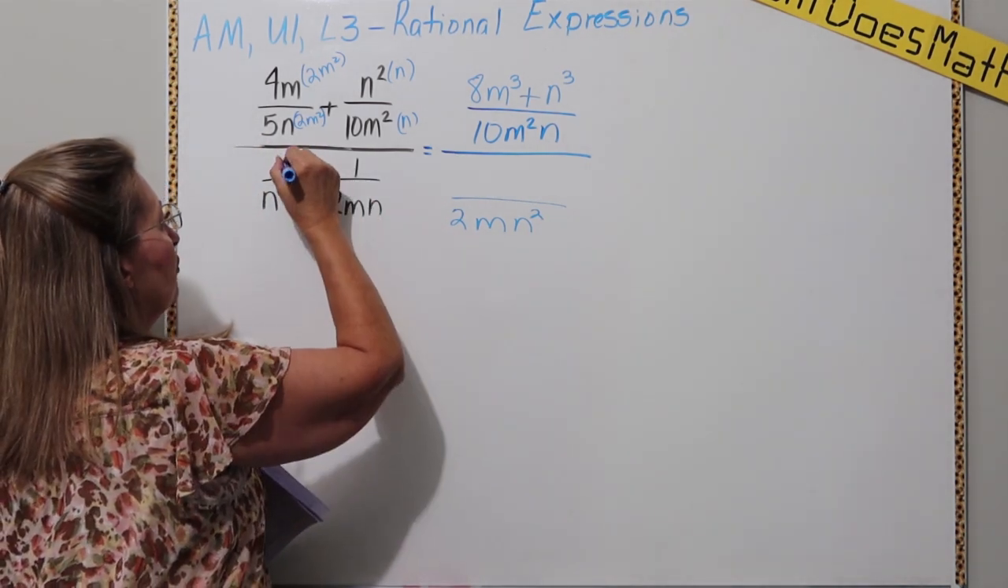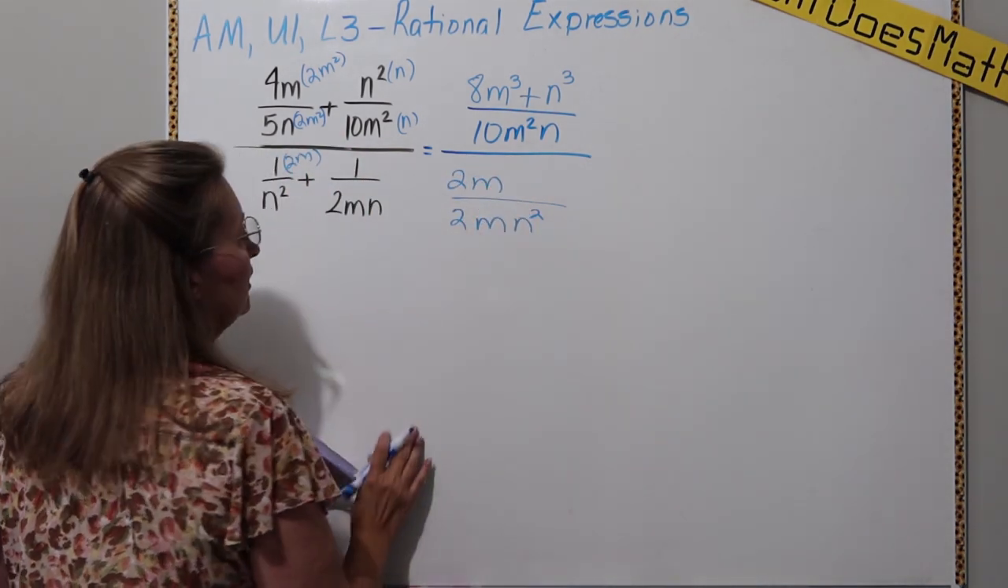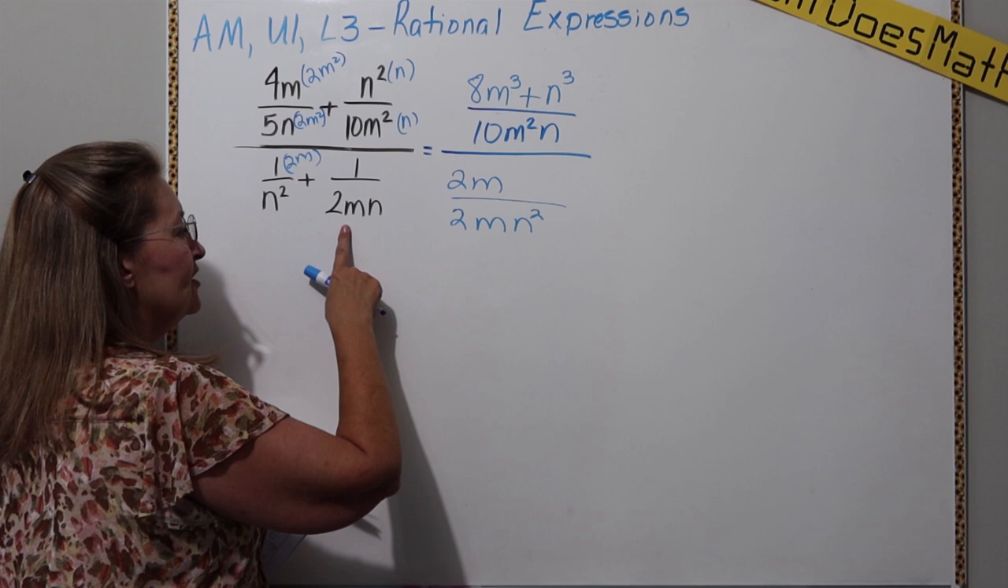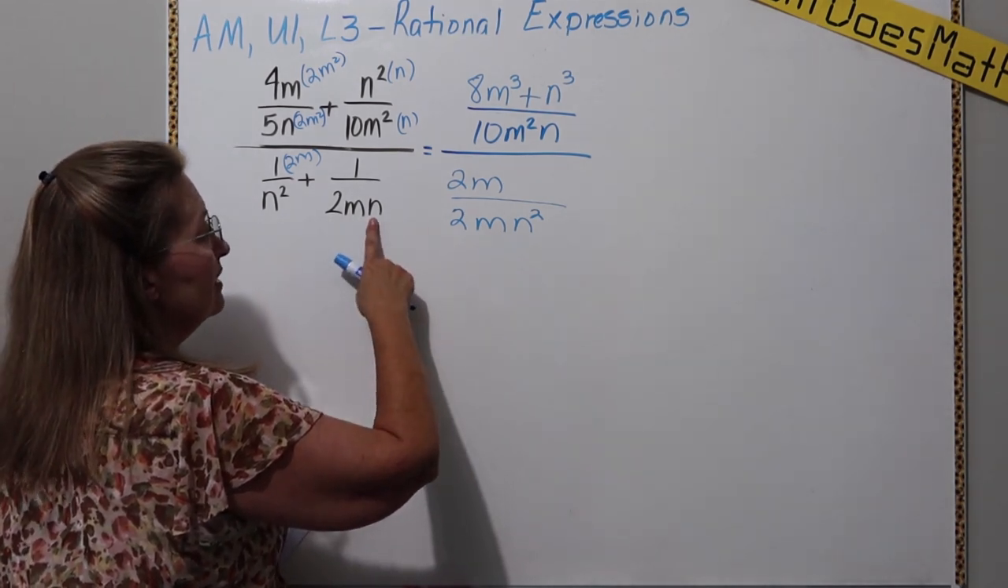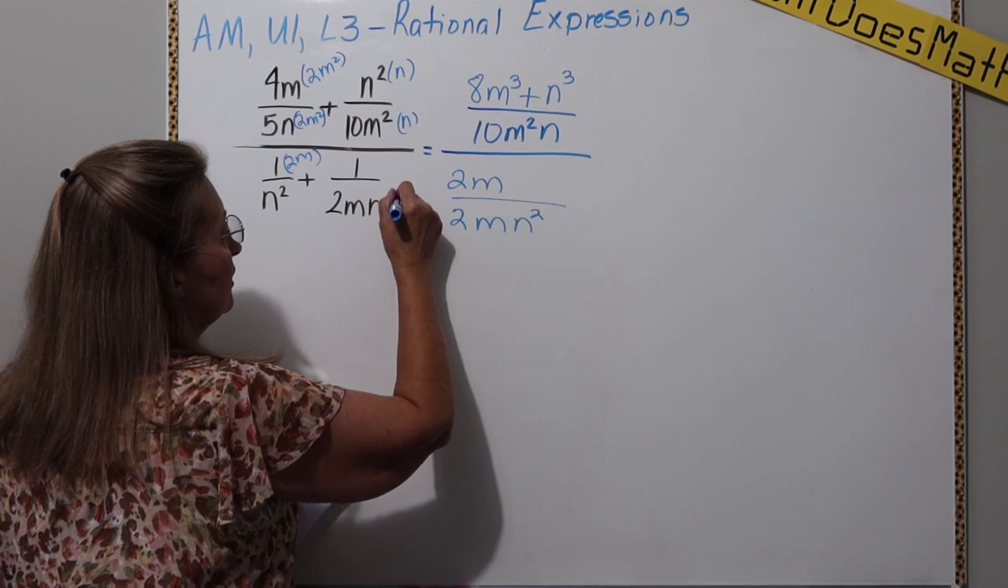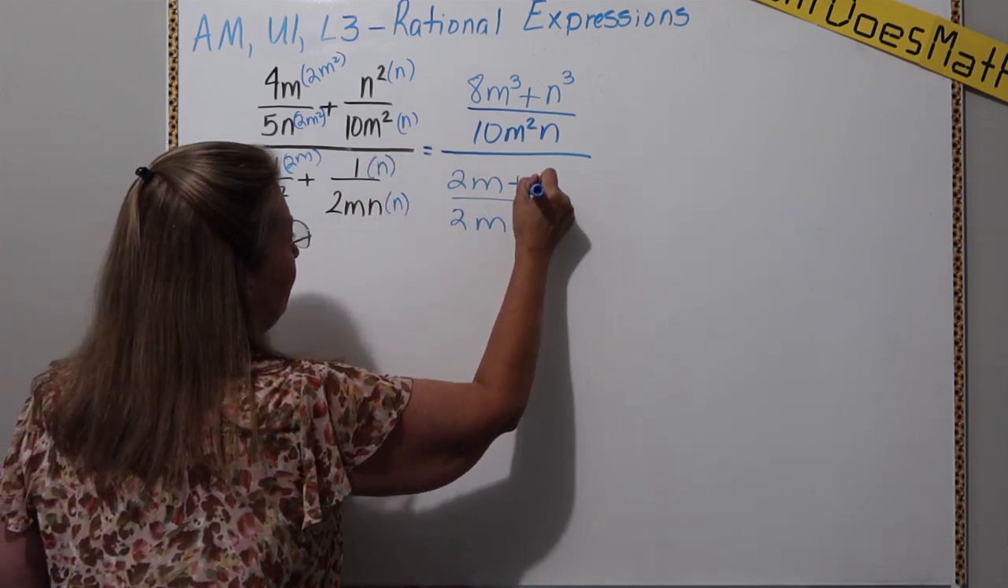Okay. Now, what did you multiply this by to get the new one? 2m. So you multiply the top times 2m, so that gives you 2m. What did you multiply this by to get the new one? Well, the only difference is this has just an n and this has an n squared. So you multiplied it by n, so you're going to multiply this by n.